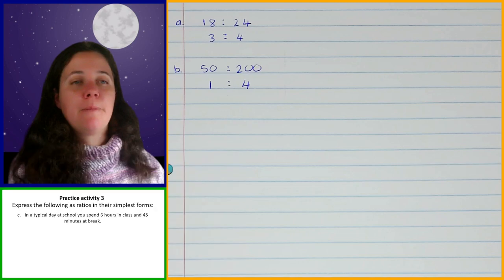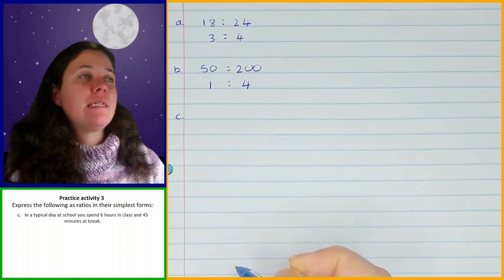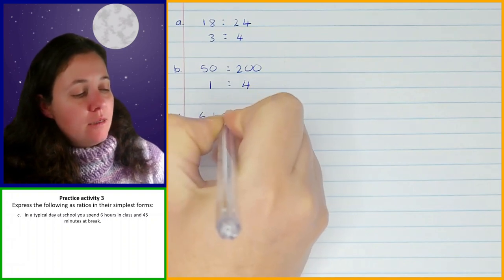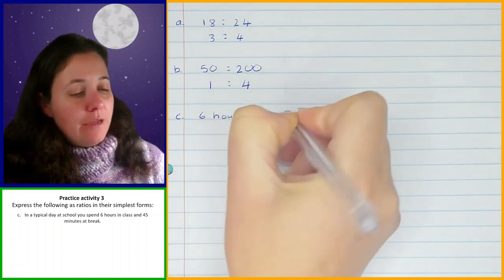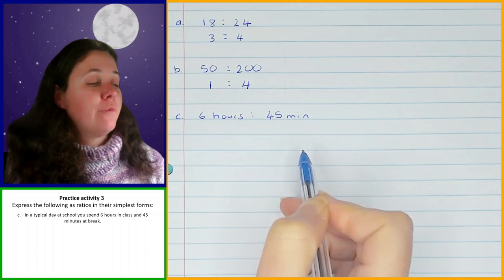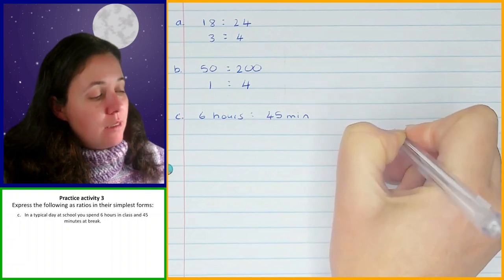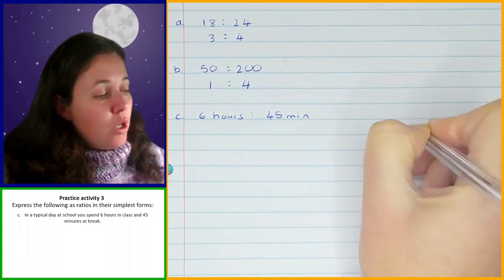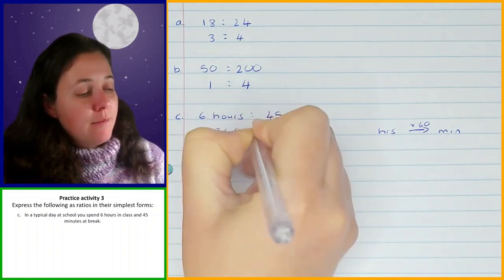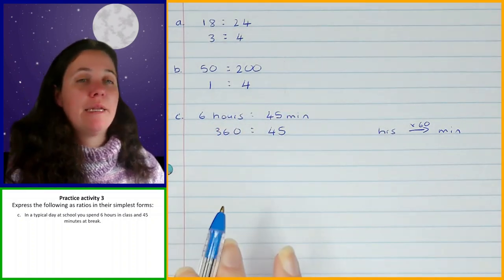Okay, you should be done with that. So question C. In a typical day at school, you spend 6 hours in class and 45 minutes at break. So we have 6 hours to 45 minutes. Now, those are not obviously the same units of measurement. So the first thing we have to do is convert the hours to minutes. So to go from hours to minutes, we are going to multiply by 60. So 6 times 60 gives us 360 to 45. Okay, so now we've got the same unit of measurement, now we can go ahead and simplify it.